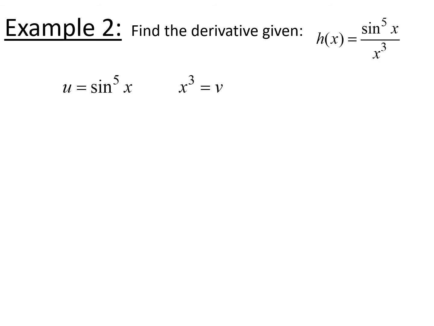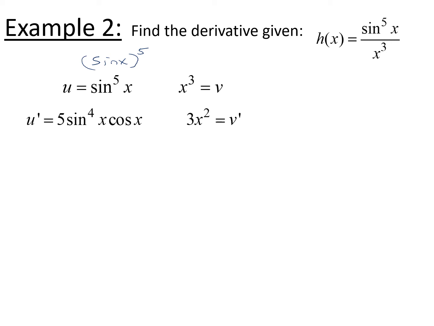One way, again, of organizing is to identify the top and bottom as u and v, and then find their derivatives. So we have the chain rule here, so we'll end up with 5 sine to the fourth power x times cosine. If it does help you to write this as sine x raised to the fifth, that's fine. We have an inside and outside function that we need to find the derivative of. And then the denominator's derivative is pretty clean because it's a power rule.